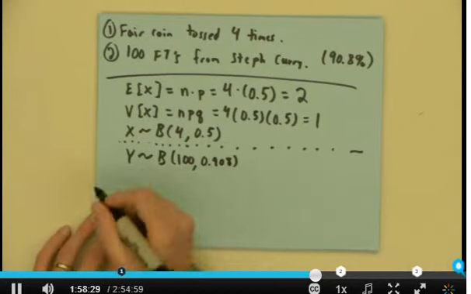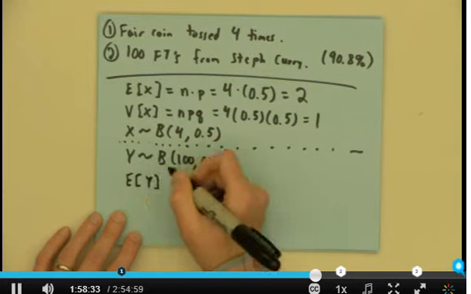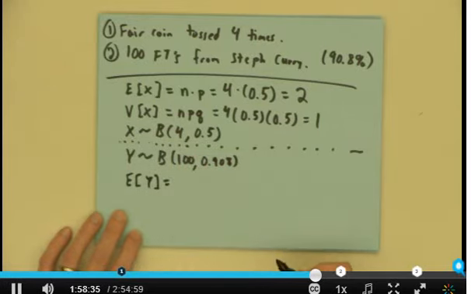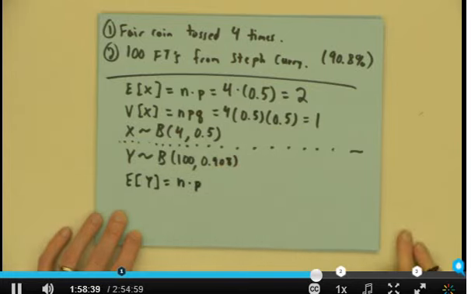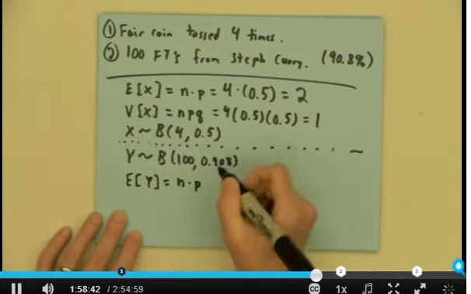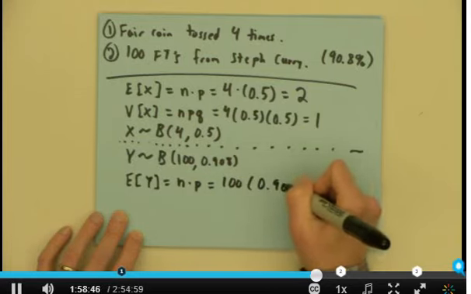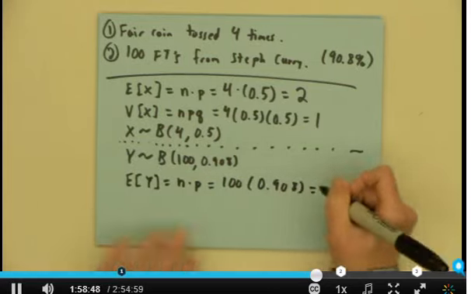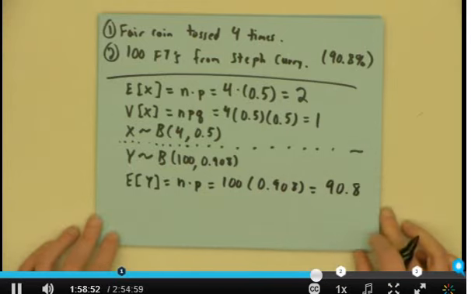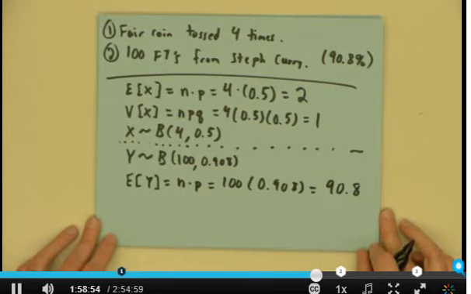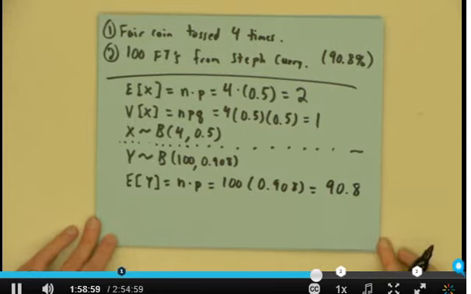Okay. What's the expected value? It's always the number of trials times the success rate. So you take 100 times 0.908. I would expect, on average, he hits 90.8 of those 100 free throws. Again, not surprising at all when you think about what this percentage is supposed to say.